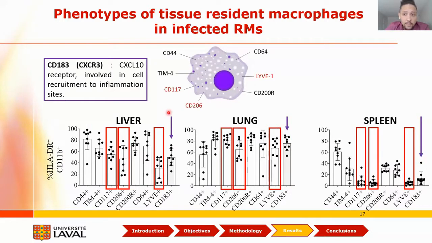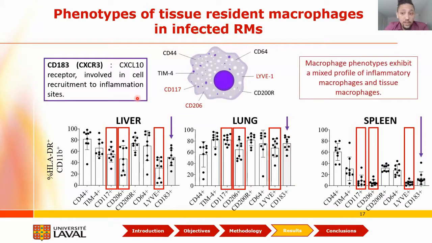Interestingly, the same tissue-resident macrophages co-express the CXCL10 receptor, CXCR3 or CD183. And this receptor is involved in cell recruitment to inflammation sites. And interestingly, the cells also co-express CX3CR1, the fractalkine receptor that is not shown here, but this data suggests that tissue-resident macrophages also exhibit an inflammatory profile.